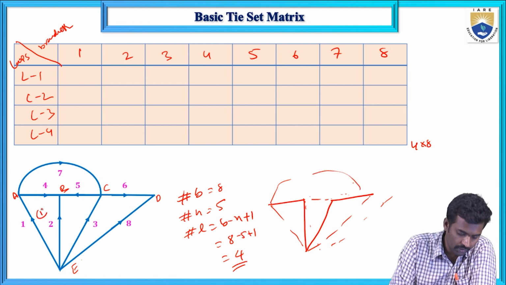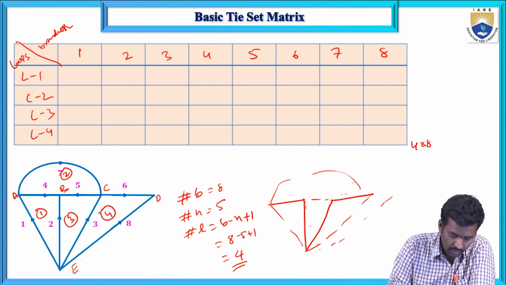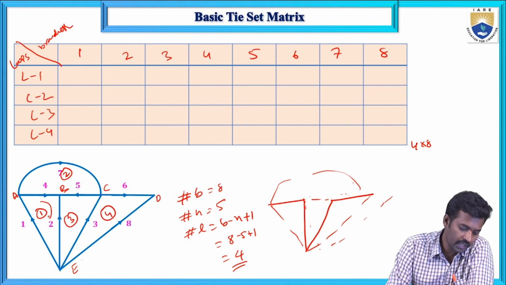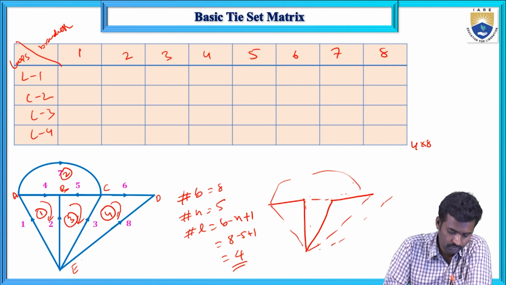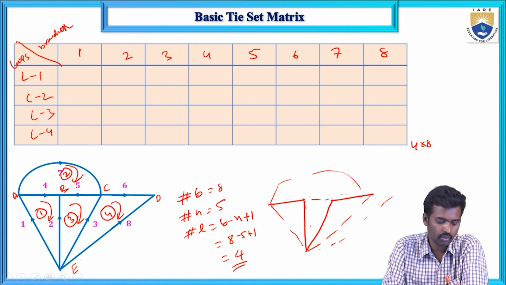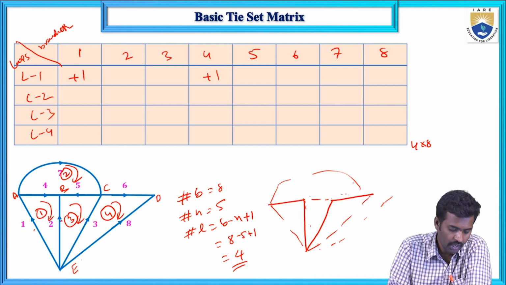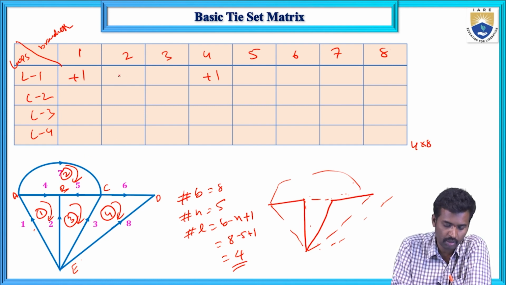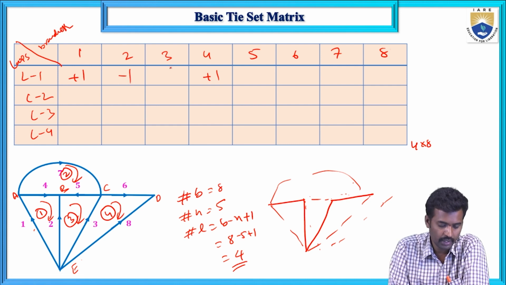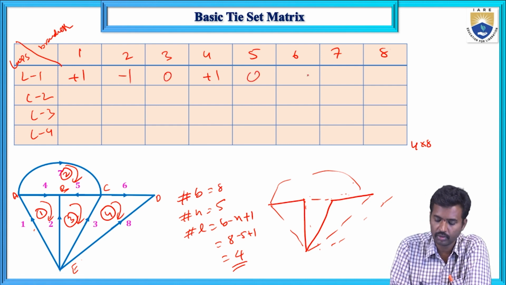Now this is the 1, 2, 3 and 4, and this direction, all are clockwise direction. This first one direction and this one is same direction plus 1, and this fourth direction and this one is same direction plus 1, and this 2 direction and this one is opposite direction minus 1, and remaining all elements are 0.